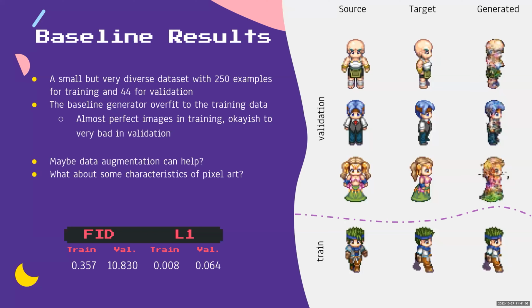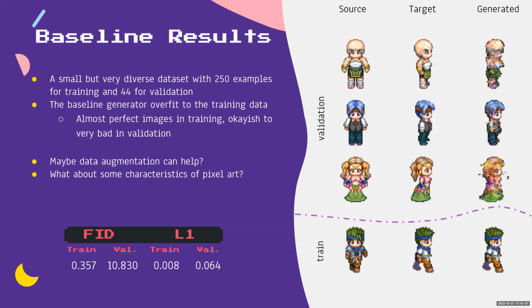So for the baseline, this is what we get for a dataset of 250 training examples. We can see that for the training examples, it can reproduce them perfectly, a clear case of overfitting, but not for the validation, right? For validation, we have an okay result sometimes and a bad result in others. So we thought maybe we could put some data augmentation here.